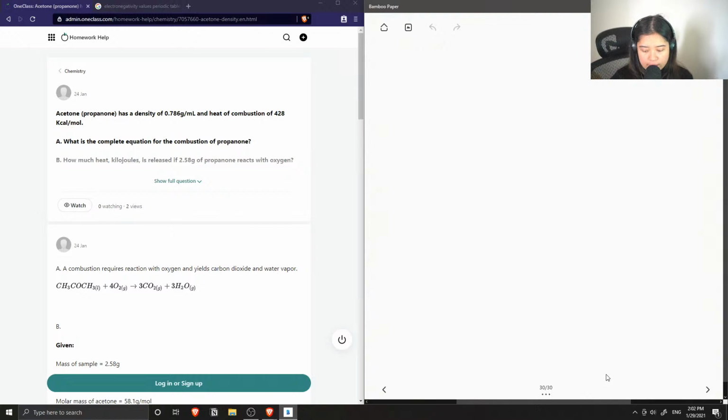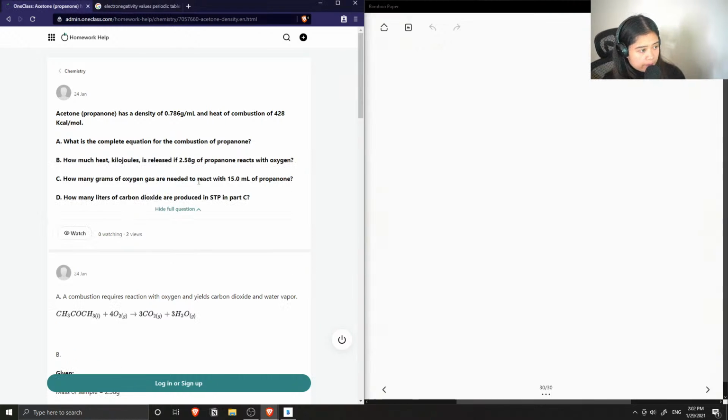Okay, so question 10 is a multi-step question. Acetone has a density of 0.786 grams per mL and a heat of combustion of 428 kilocalories per mole. What is the complete equation for the combustion of propanone? How much heat in kilojoules is released if 2.58 grams of propanone reacts with oxygen? How many grams of oxygen gas are needed to react with 15 mL of propanone? And how many liters of carbon dioxide are produced at STP in part C, so standard temperature and pressure.